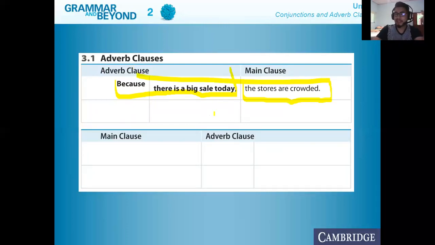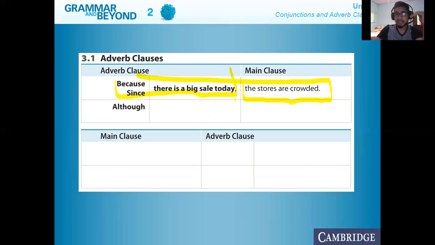Over here, we're explaining that the stores are crowded because there is a big sale today, okay? That means that the reason why stores are really crowded, with a lot of people going in and going out, is because there is a big sale, and probably today they have really great prices for buying different items. As you see over here, we have the adverb clause. You can have it at the beginning or you can have it at the end of the sentence. Notice that if you have it at the beginning of the sentence, you will always end it with a comma and then you continue with the main clause.